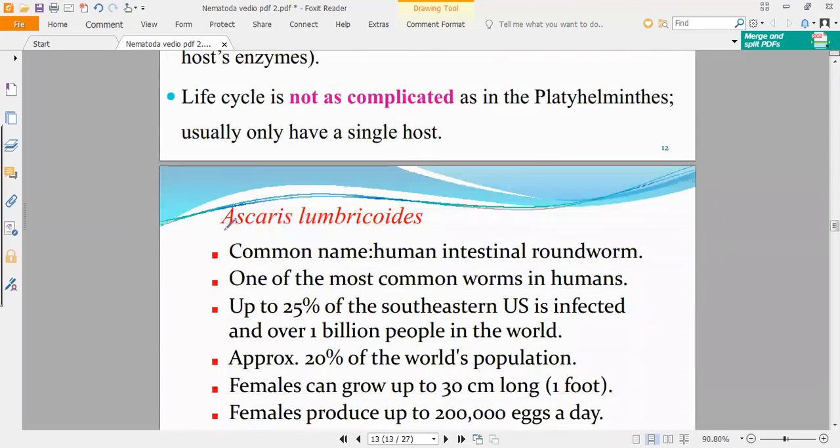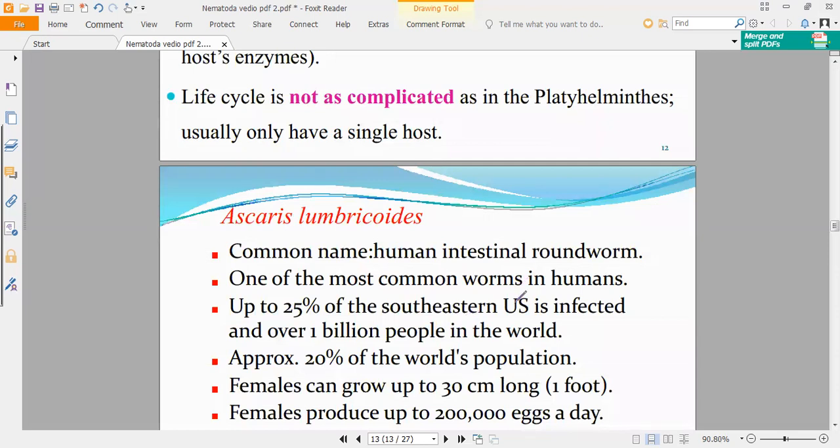The types of the nematoda or roundworms: Ascaris lumbricoides. Ascaris lumbricoides is its scientific name. The common name is human intestinal roundworm. It is the most common worm in humans.